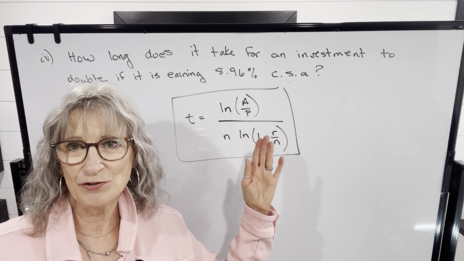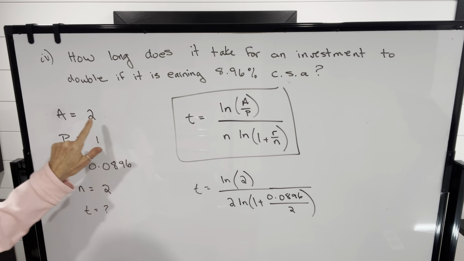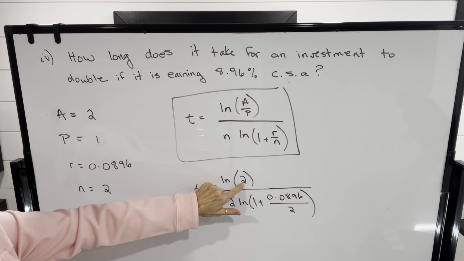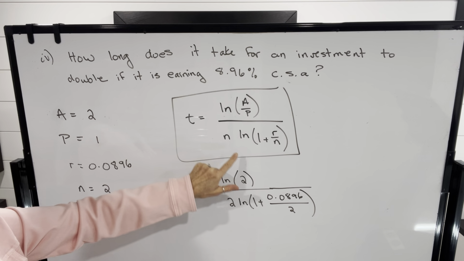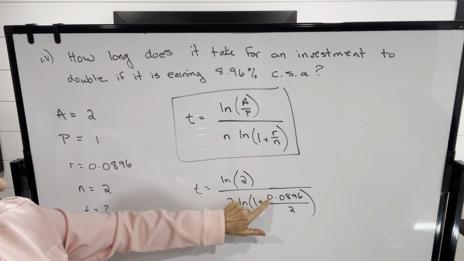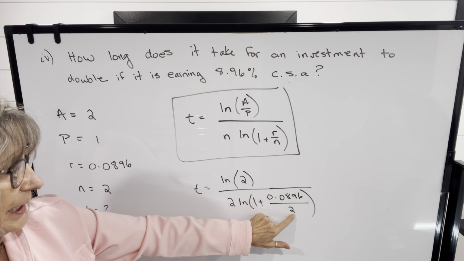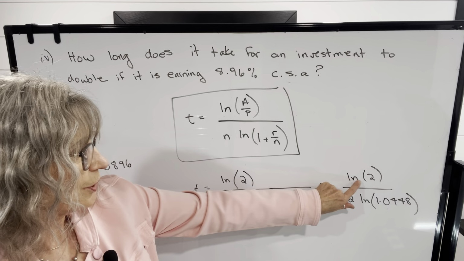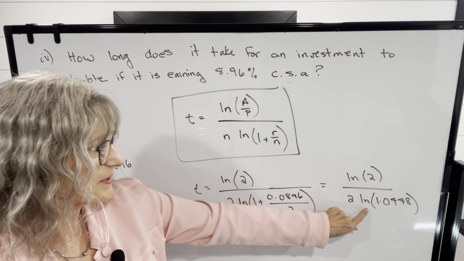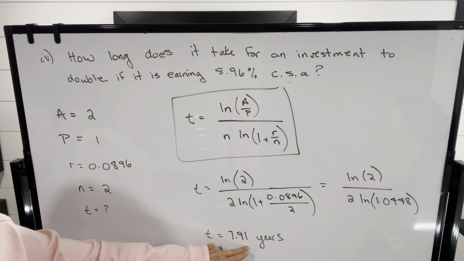Let's solve this one by using this formula again. So we take natural log of A over P. A over P is 2 over 1, so that's just 2. So natural log of 2 divided by n, which is 2, times the natural log of 1 plus r, which is 0.0896, divided by n, which is 2. So I'll get natural log of 2 divided by 2 times the natural log of 1.0448, and you should get a value of 7.91 years.